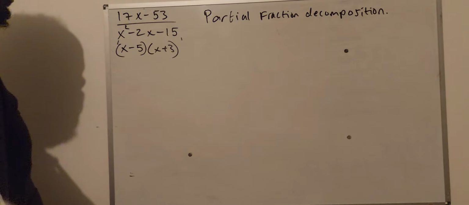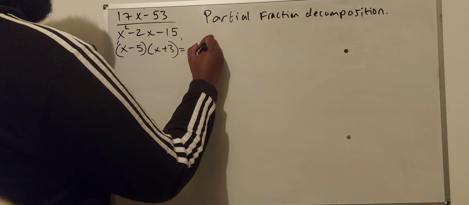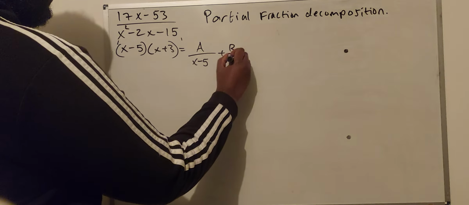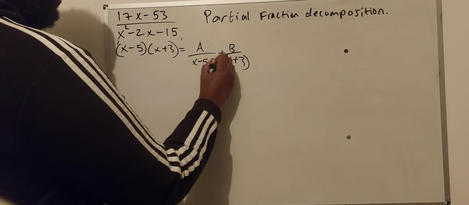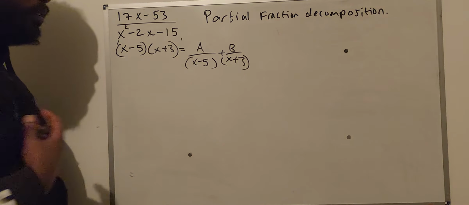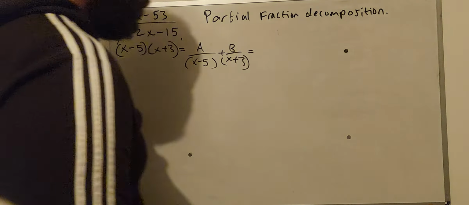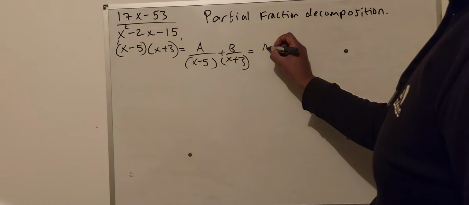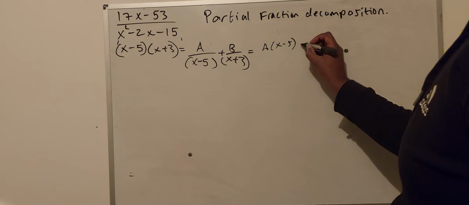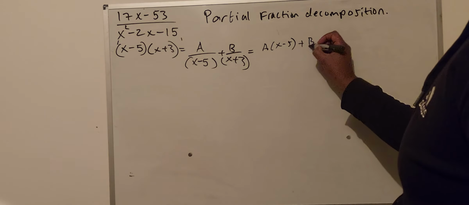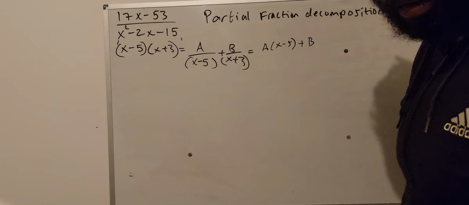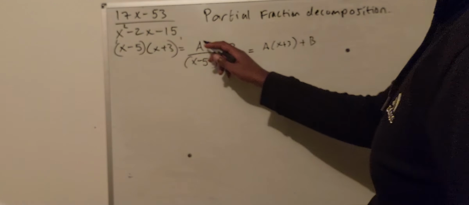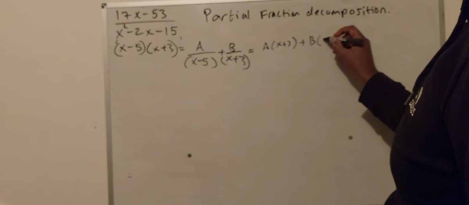now that we know this, what do we do next? Well, now it's going to be equal to a divided by x minus 5 plus b divided by x plus 3. What I like to do personally is a times x minus 5 plus b times, no, that's wrong. It's a times x plus 3, b times x minus 5.